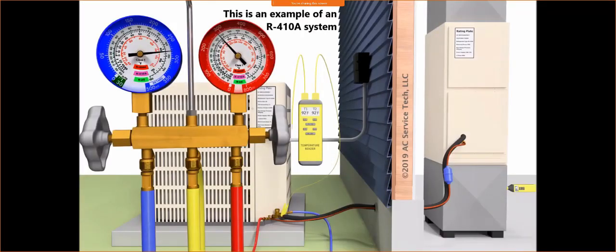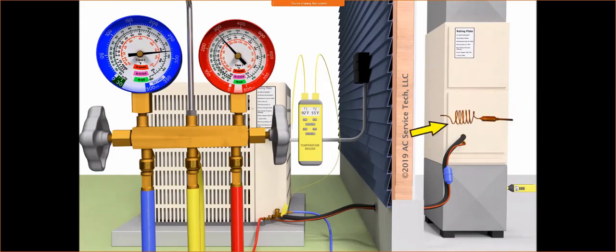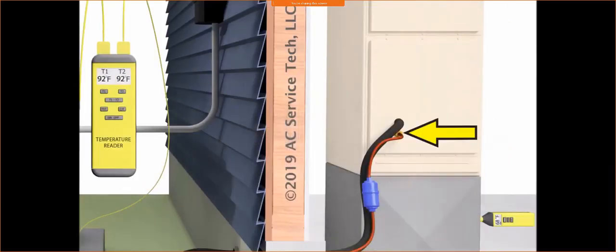In order to check the refrigerant charge of an air conditioning system, you first have to check to see what type of metering device the system has. Does it have a thermostatic expansion valve, or does it have a piston or capillary tubing? So on this system here, we have a piston, and you can tell that just by the nut right in front of the air handler.